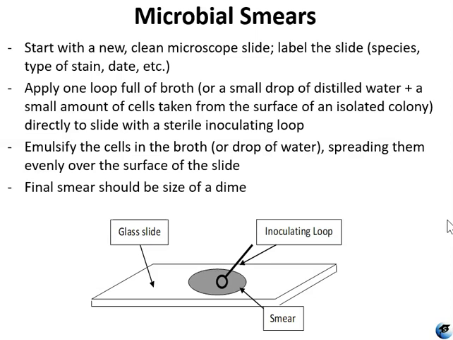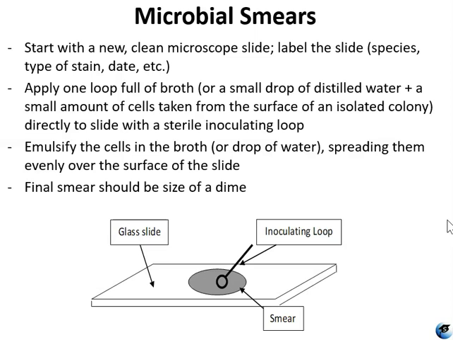So first you would start with a new clean microscope slide and you're going to label it. Then you're going to apply a loopful of broth, or if you're not using a broth and you're taking from a plate, you would add a small drop of water and then add your cells to the water. And of course you're doing this aseptically, so you would want to be doing this with a sterile loop. You would spread the cells evenly on the slide in a circle about the size of a dime.